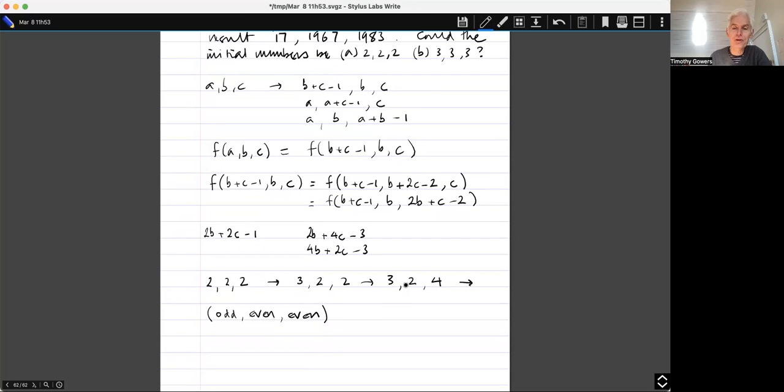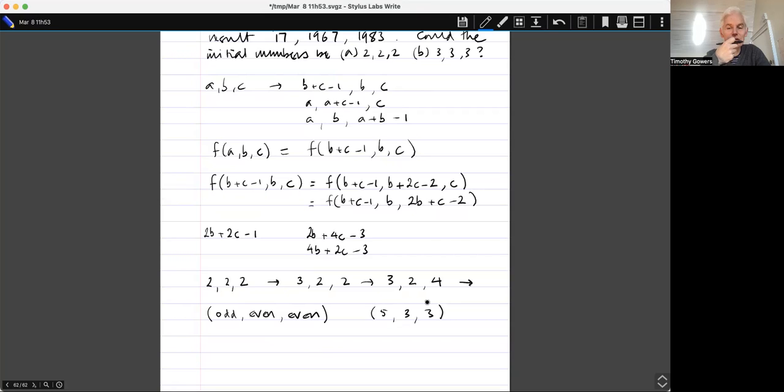What about if I start with 333, then after go number one, without loss of generality, I replace the first one, so I get 533. And that is odd, odd, odd. And our target was odd, odd, odd. So we certainly haven't got a contradiction yet, but could we say something about mod 3, perhaps?